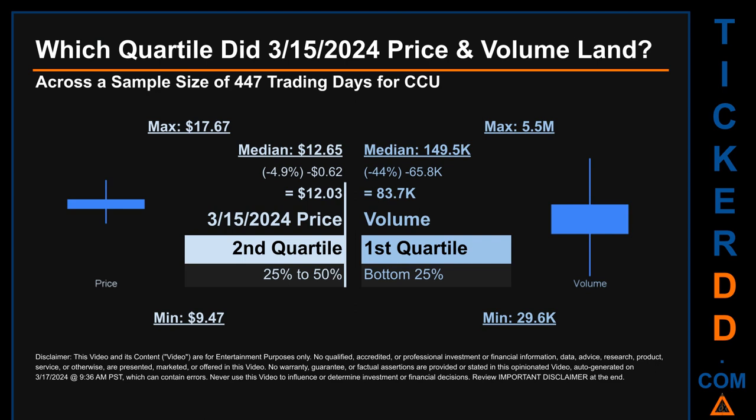Descriptively, CCU has a median price of $12.65. Therefore, March 15, 2024 price was lower from that middle marker by 4.9%. The day's volume of 83.7 thousand was less than the median by 44%.